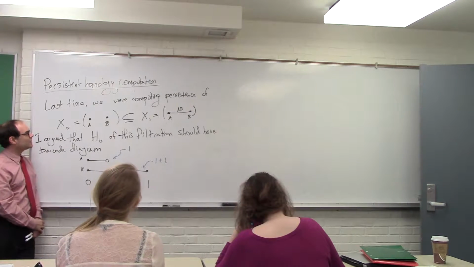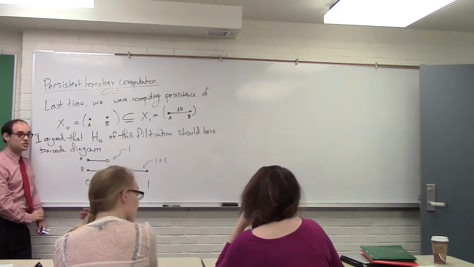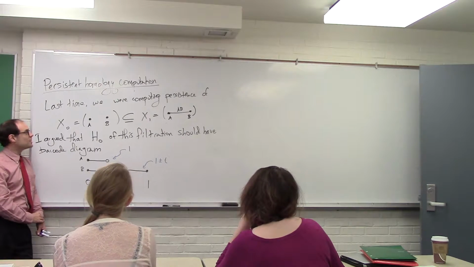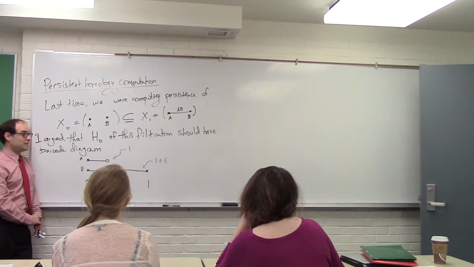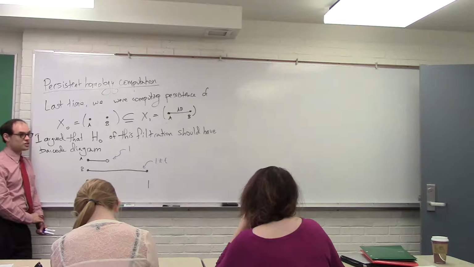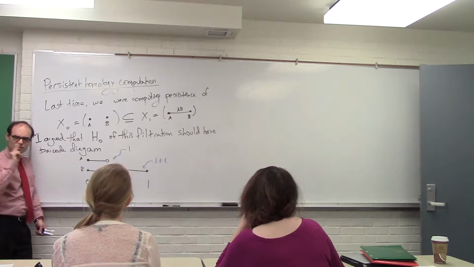Why? Because if you look at the chain complex, what's the 0th chain space? It's 2-dimensional. What's the dimension of the first chain space? 0-dimensional. So the image of that is definitely 0. The kernel is everything, so the kernel is 2-dimensional. Everyone catch that? Follow that reasoning?